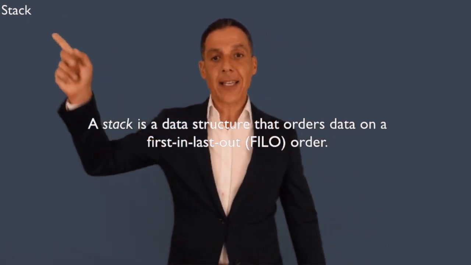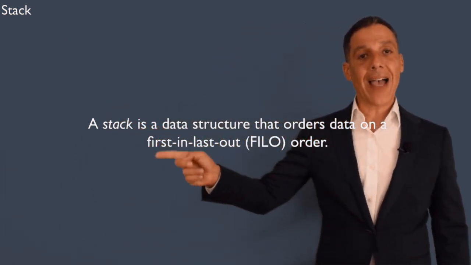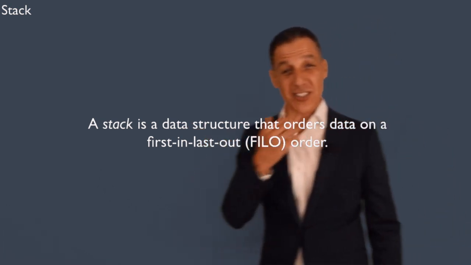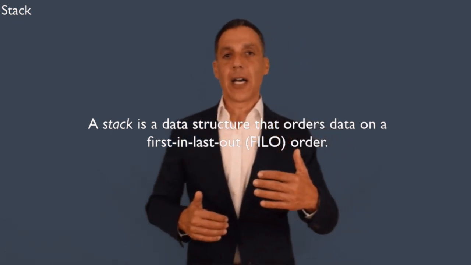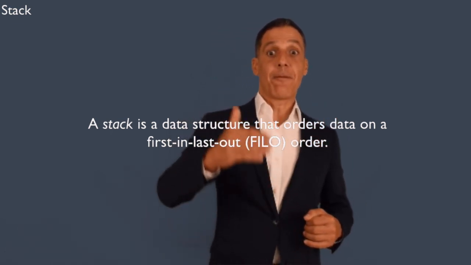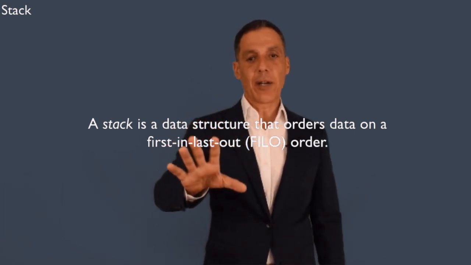A stack is also a data structure that orders data, but this is in a FILO order, first in, last out. Okay, so let's think what that means. You go to a line to wait in line to get to the grocery store, and the first person in the line is the last one to get out. That is not a line you want to be in.